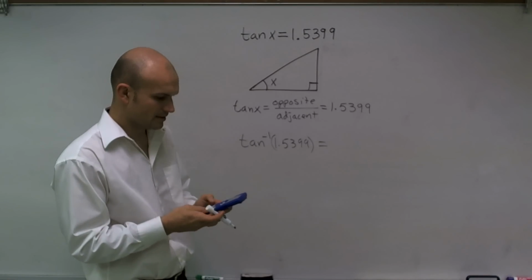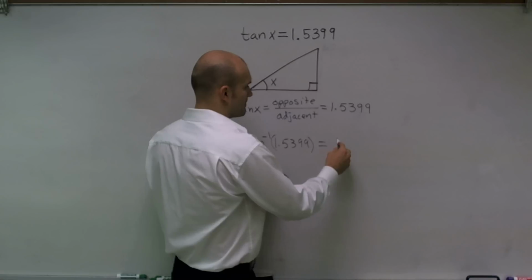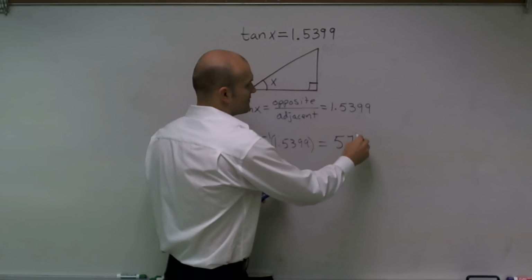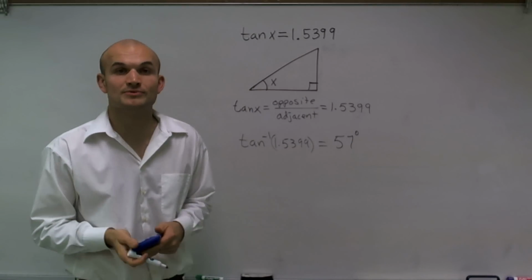And then what I'll simply do is take the inverse tangent of 1.5399, and it'll give me 57 degrees when I round it to the nearest degree.